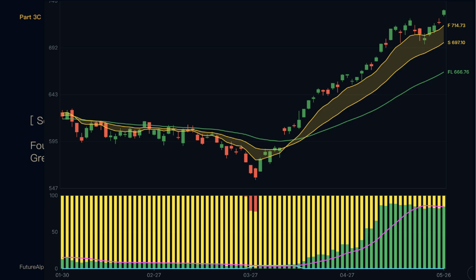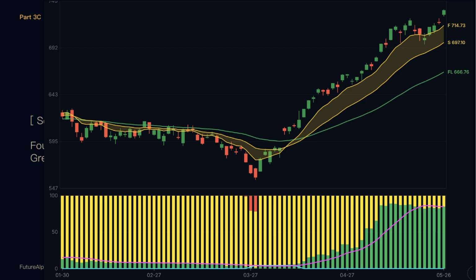The yellow band is the envelope of fast and slow-moving averages. When the band expands, the trend is moving. When it narrows, the market is consolidating. The green line is a long-term support line. Price above it suggests a bullish structure. Price below it suggests a bearish structure.